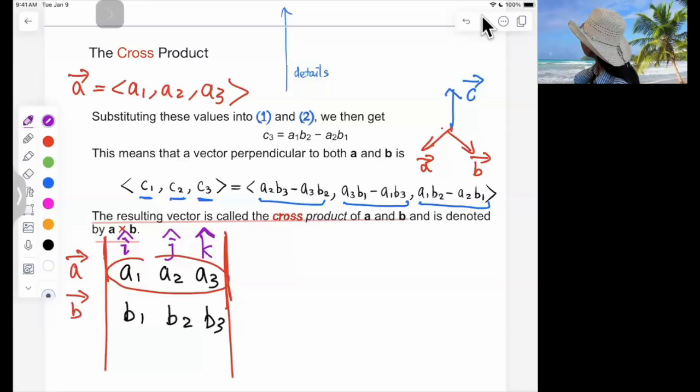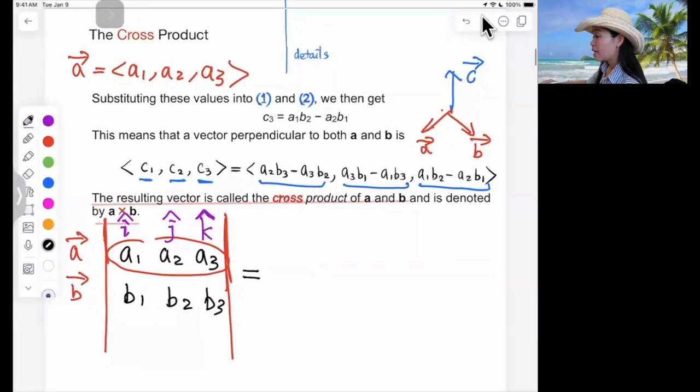To remember this, you put i, j, k, the 3 standard basis vectors, in the first row. In the second row you put the components of vector A, and in the third row you put the components of vector B. Now let's expand this and find the determinant of this. So what do we get? You will have what?